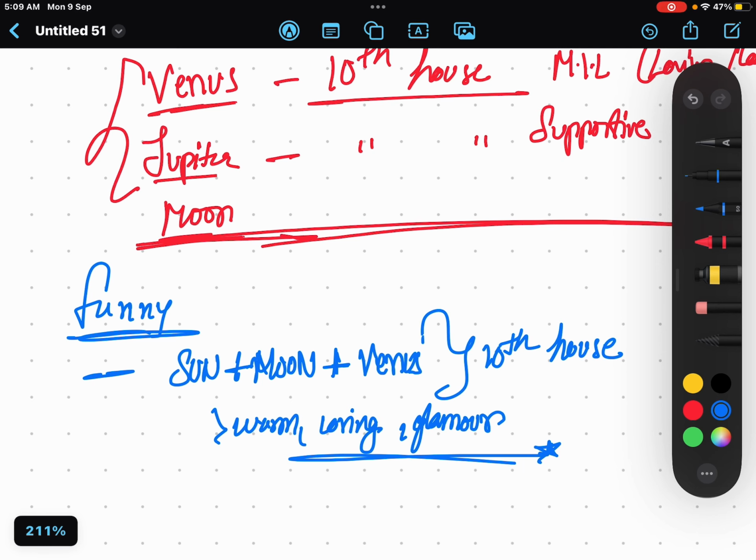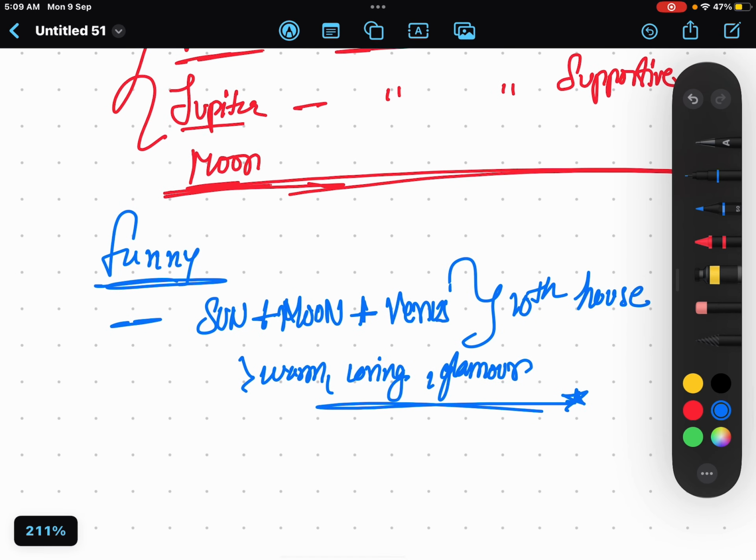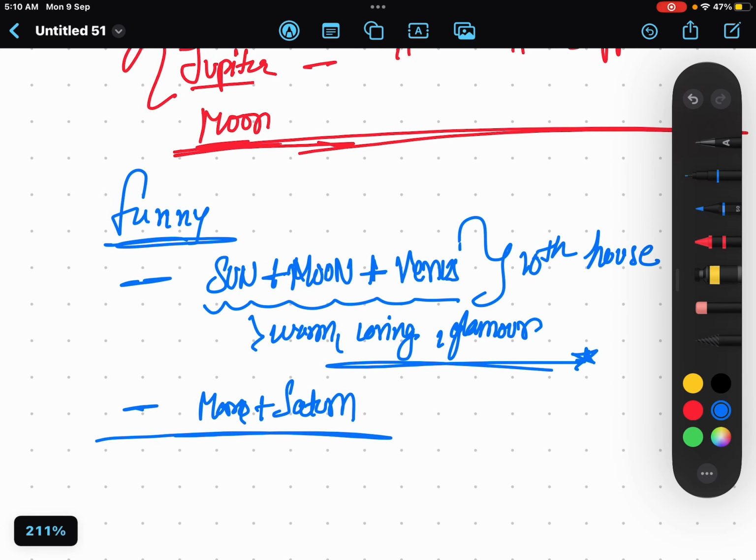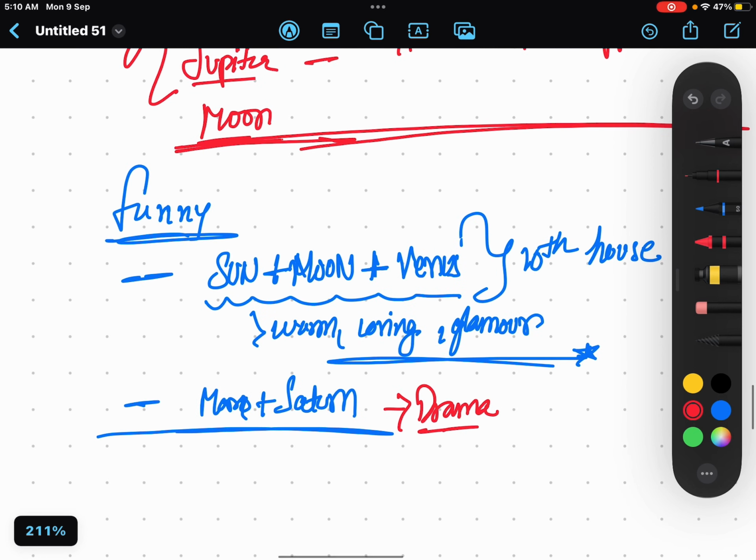Now again, if you have Mars plus Saturn in the 10th house, whenever Mars and Saturn are present, she could be the family's tough love guru. She will bring drama, headache, problems, and complexity. So these are the things.